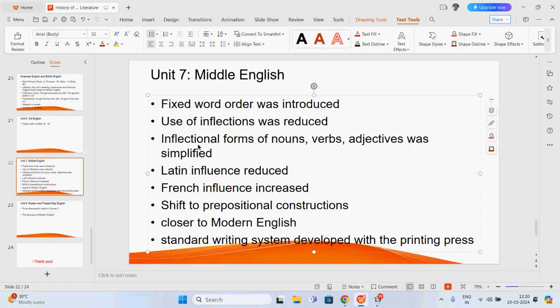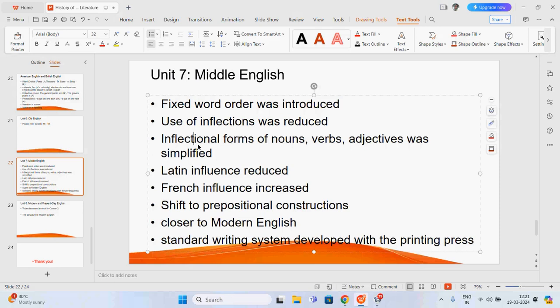If in Old English there was more Latin influence, by the time we come to the Middle English, the Latin influence reduced, but the French influence increased, especially in law, in medicine. There was more of French influence on the Middle English. Then we also find that we are shifting towards more and more of prepositional constructions. This was less in Old English. In Middle English, we find more use of prepositional constructions.